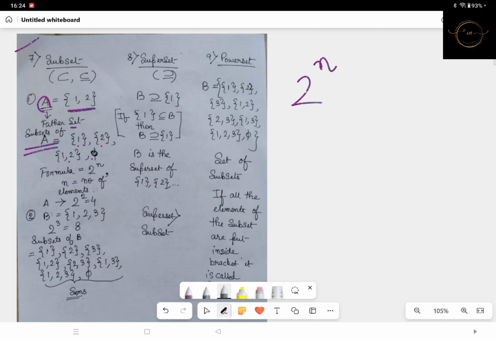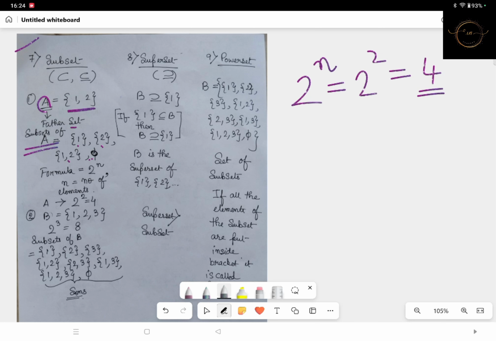In this set, how many elements are there? 2 elements are there. So in the first example, it will be 2 square, that is equal to 4. That means 4 subsets will be there of the set capital A. Did you get 4 subsets? Just check. 1, 2, 3 and 4. Yes, you have got 4 subsets. So your answer is correct.